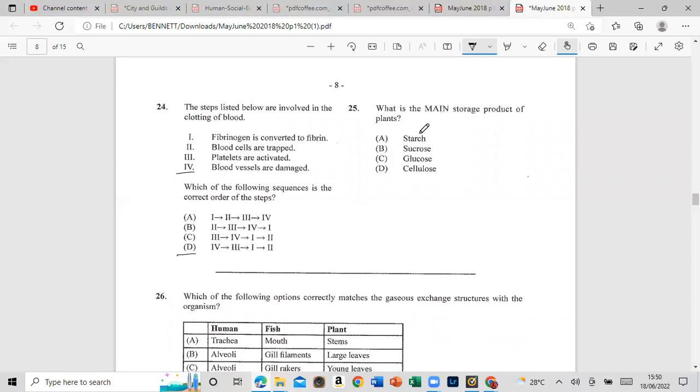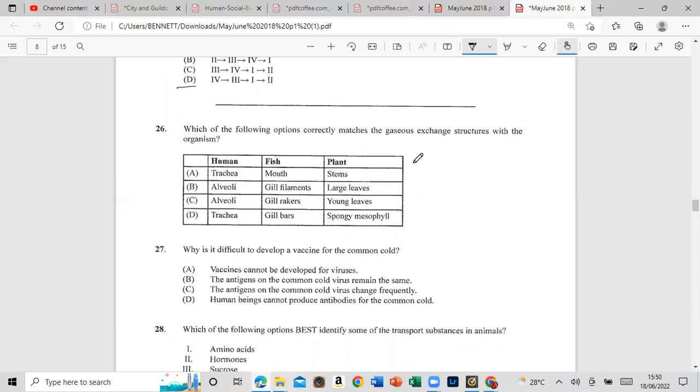25, what is the main storage product of plants? Is it A, starch, sucrose, glucose, or cellulose? And that is starch. So we have reached 25. 26, which of the following options correctly matches the gaseous exchange structure with the organism? Human, trachea, fish, mouth, plant, stems. Human, alveoli, fish, gill filaments, and plant, large leaves. This looks legit. Alveoli. Yeah, so that's B.